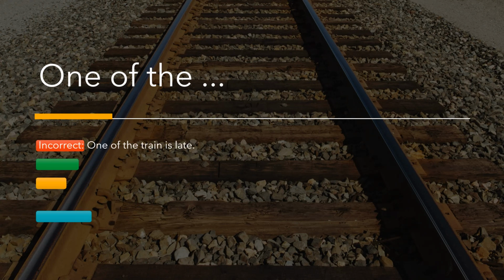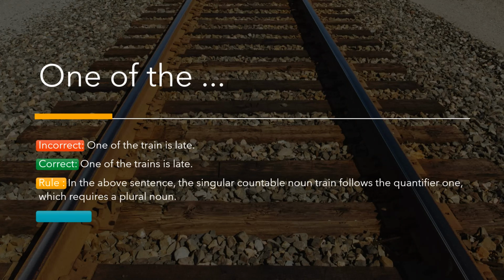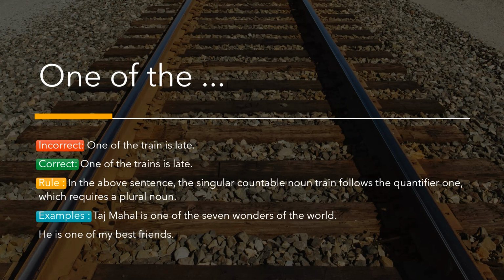One of the train is late. One of the train is late. In the above sentence, the singular countable noun train follows the quantifier one, which requires a plural noun. Taj Mahal is one of the seven wonders of the world. He is one of my best friends.